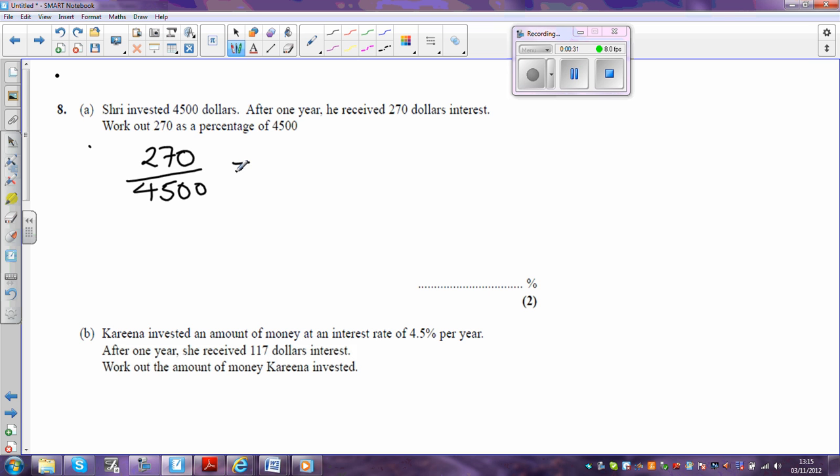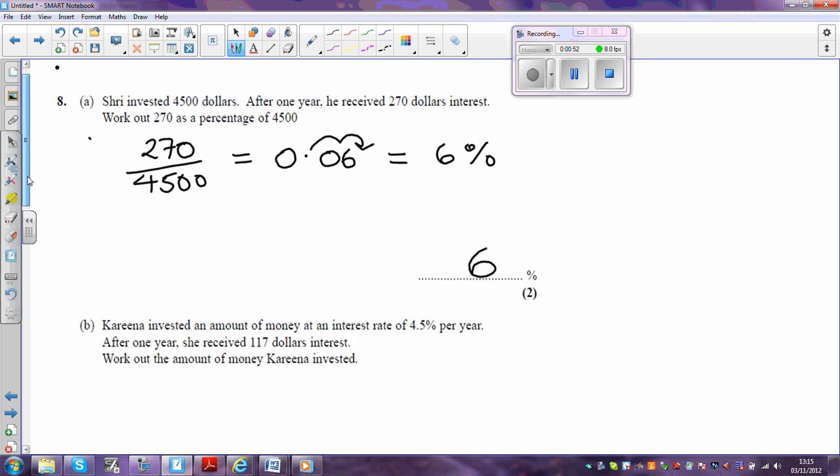Now, all we've got to do now is change that into a percentage. So as a decimal, it comes out as 0.06. That's just using your calculator. As a percentage, remember to change a decimal into a percentage, you multiply by 100. In other words, it's just the same as 6%. Okay, so 270 is 6% of 4,500.